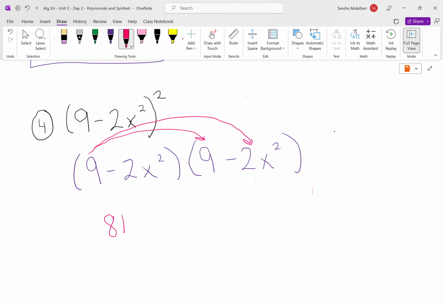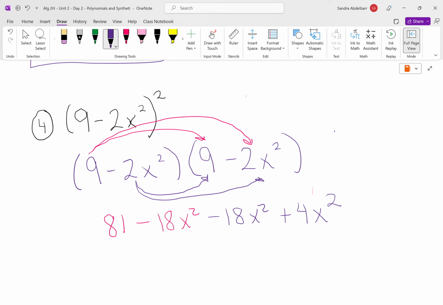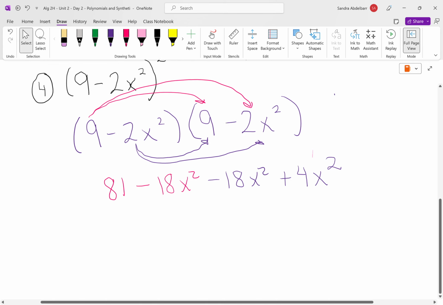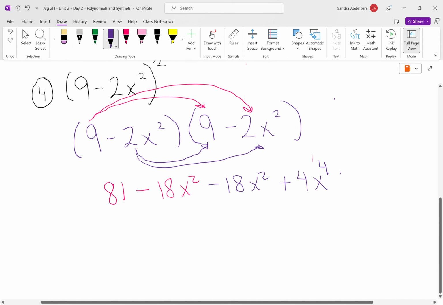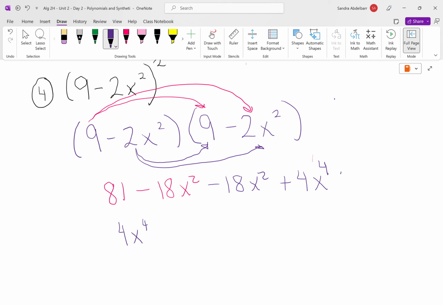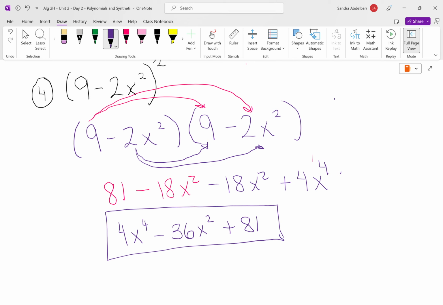9 times 9 is 81. 9 times a negative 2x squared is a negative 18x squared. Then we double distribute the negative 2x squared. Negative 2x squared times 9 is a negative 18x squared. Negative 2x squared times a negative 2x squared is a positive 4x to the fourth. I'm going to combine my like terms and then put it in descending order. So we're going to have 4x to the fourth minus 36x squared plus 81. If you didn't put it in descending order, you're fine.